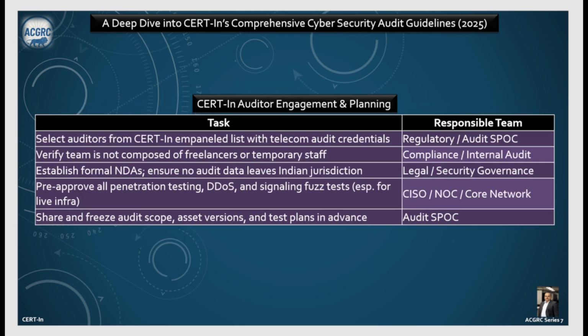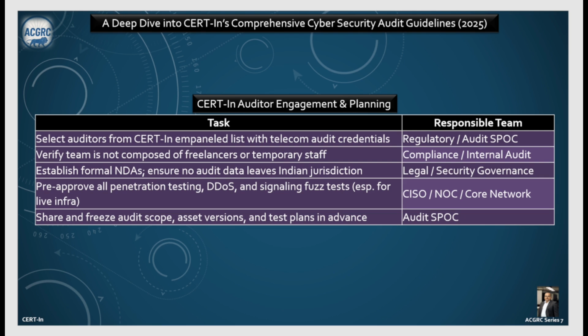The next is your auditor engagement and planning. You need to select auditors from a certain empaneled list with telecom audit credentials. This is where you get your regulatory leads and teams and audit SPOCs looped in. Step 2 is to verify the team is not composed of freelancers or temporary staff. This is where your compliance team and internal audit will play the role.